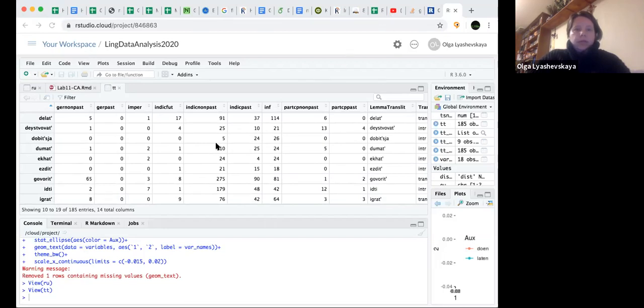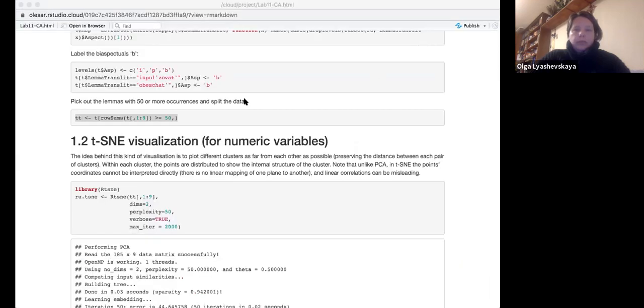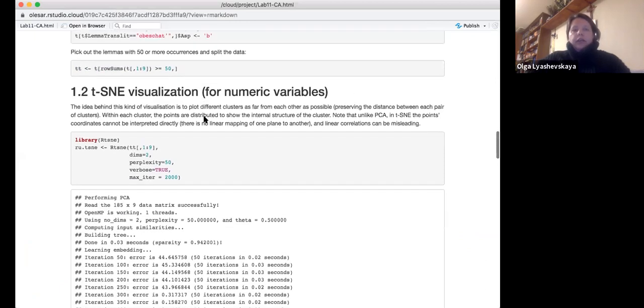So now let me go back, and I just shortly wanted to show you how the t-SNE visualization works. Here it is not about correspondence analysis, but just another way to plot the data, using these numbers just as numerals. So it is not about categorical variables; I use my matrix just as numbers. I use the Rtsne library for this.